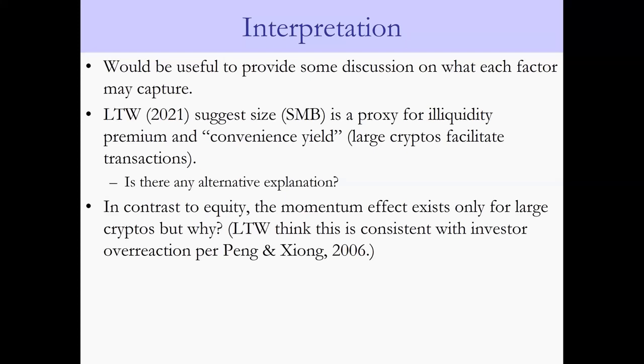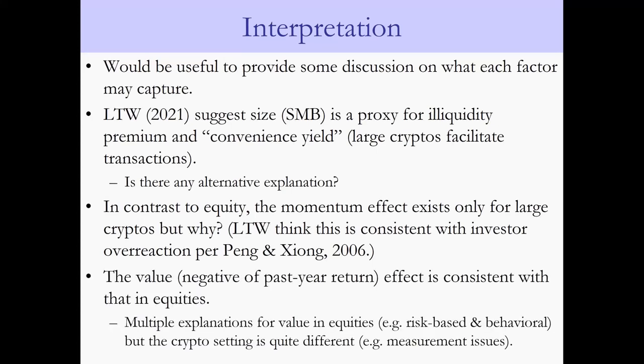And also, as Will mentioned, in contrast to equity, the momentum effect seems to only work for large cap cryptos. And I wonder why that's the case. Now, Liu and co-authors think this is consistent with investors' overreaction in the Peng and Xiong paper, but I wonder whether there's any more direct explanation behind this effect.